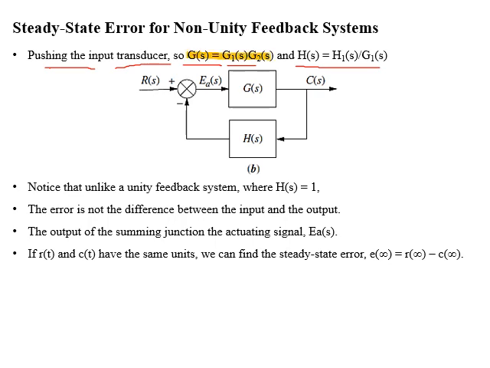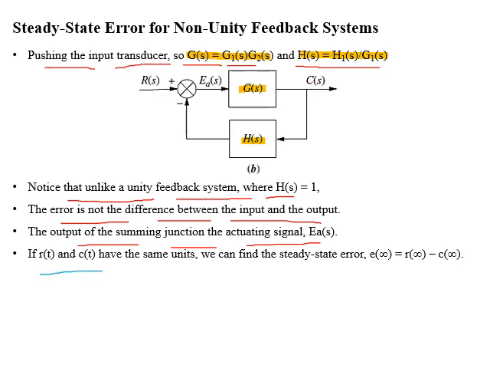And as per the rules of moving the blocks, the feedback path will have equivalent system H of S, and this will be equal to H1 of S divided by G1 of S. Now here in the feedback path we have a non-unit feedback system H of S, so the output of the summing junction is not the steady-state error, which was the difference between input and output. The output of the summing junction is the actuating signal, which is EA of S.